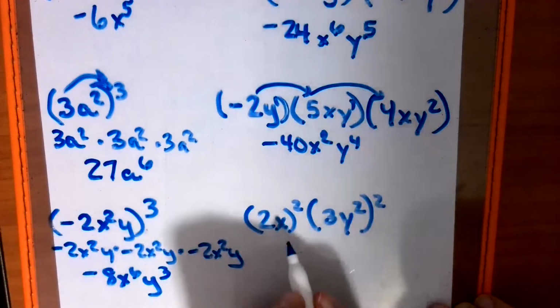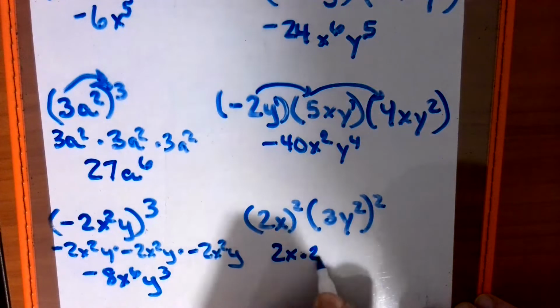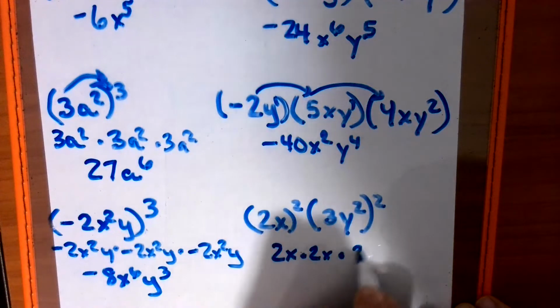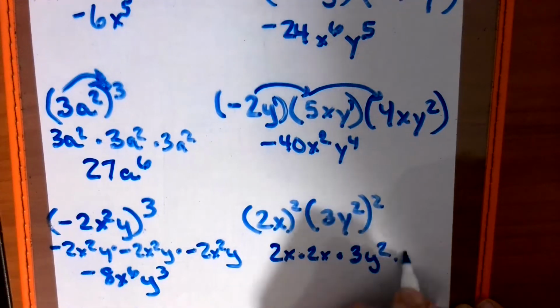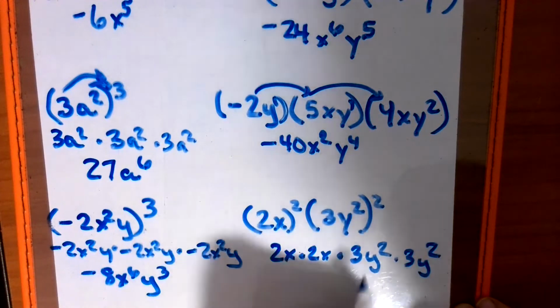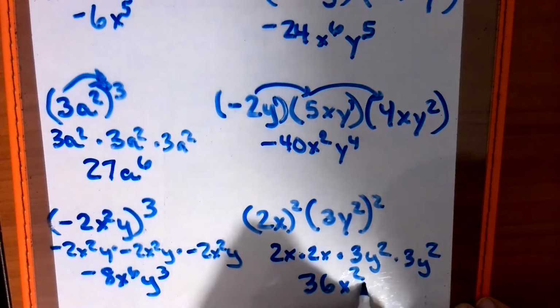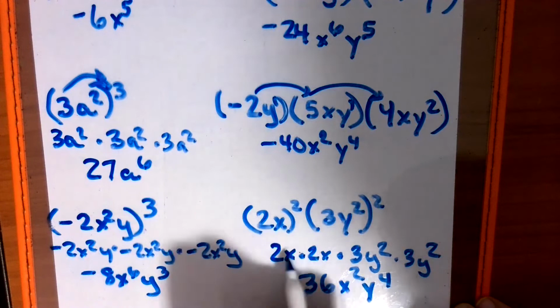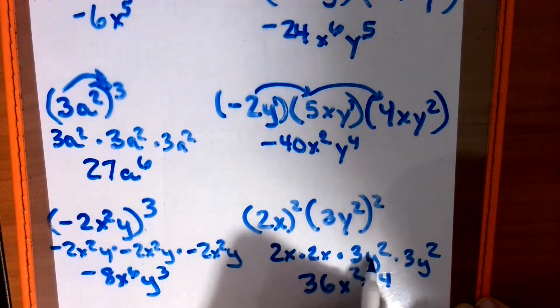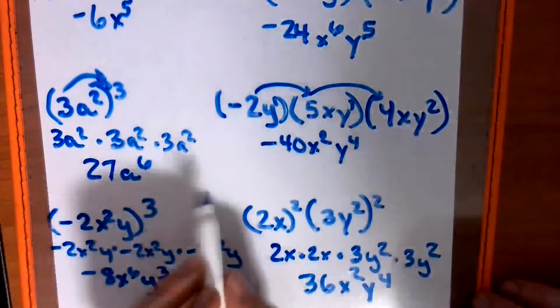And here, last one, we have 2 of this, so 2x times 2x times a 3y squared times a 3y squared. So 2 times 2 is 4. 4 times 3 is 12, and 12 times 3 is 36. And we got a couple of x's, and we've got 4 of the y's. So x to the 1, that makes 2 of them. 2 here and 2 here makes 4. That's our answer there.